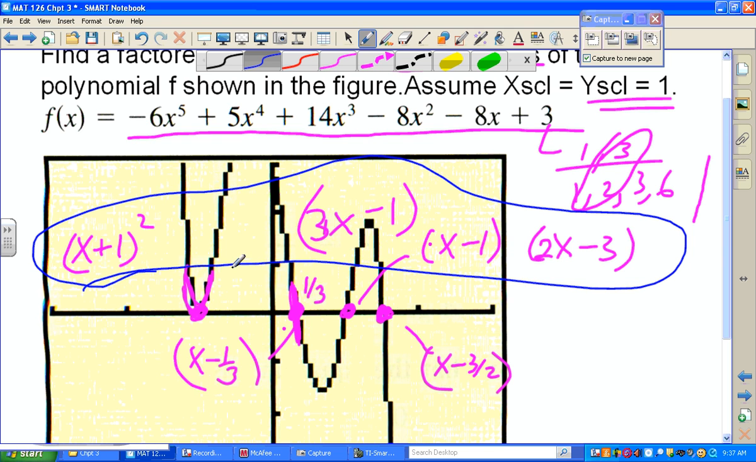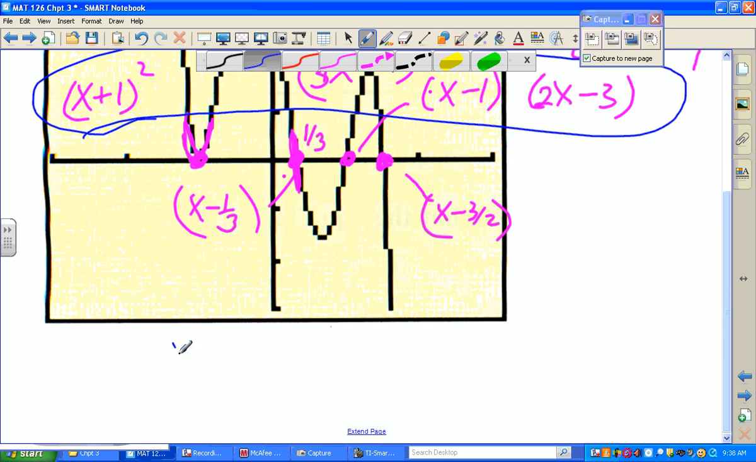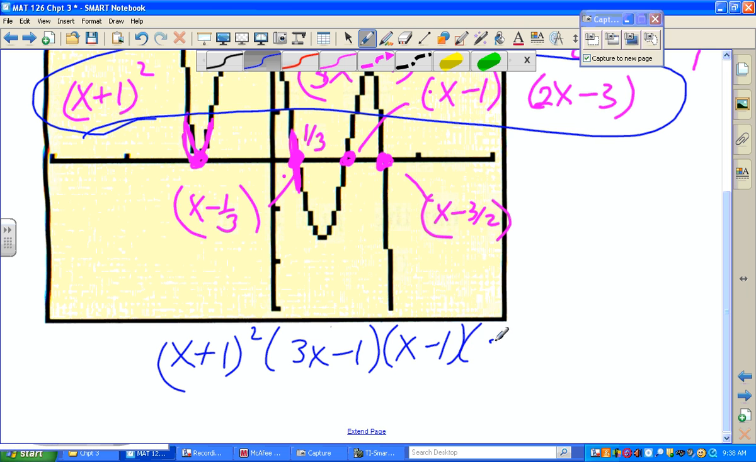Okay? X squared times 3x is 3x squared times the x is 3x cubed times the 2x is 6x to the fifth. We're in pretty good shape. Uh-oh. What do we have to change in our answer? What don't we have accounted for? The negative times 3x minus 1, x minus 1, 2x minus 3, and I'll just put negative out in front. There we are. Mr. Brooks, how are you? And we're done. Nice.